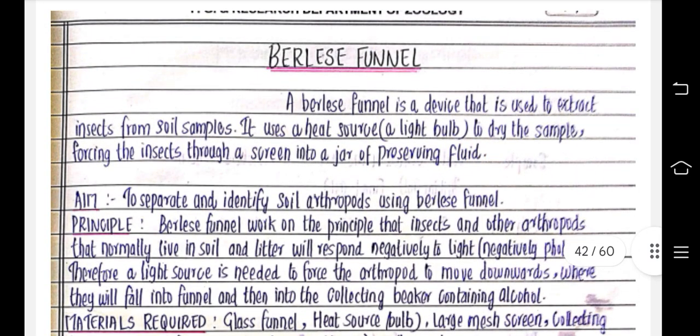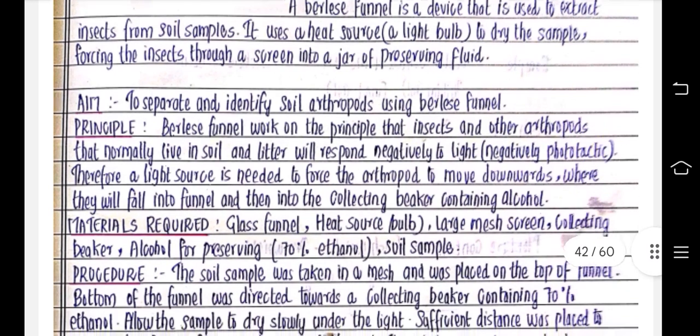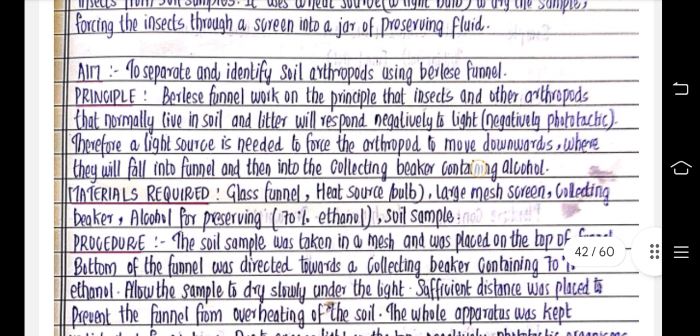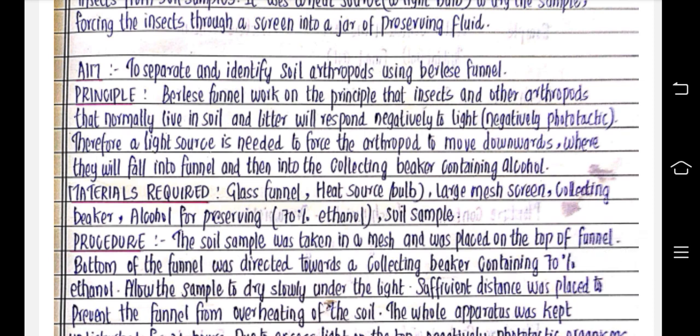So, a Bradley's funnel. A Bradley's funnel is a device which is used to extract insects from soil samples. It uses a heat source, a light lamp, to dry the sample, forcing the insects through a screen into a jar of preserving fluid. Aim: to separate and identify soil arthropods using Bradley's funnel principle.